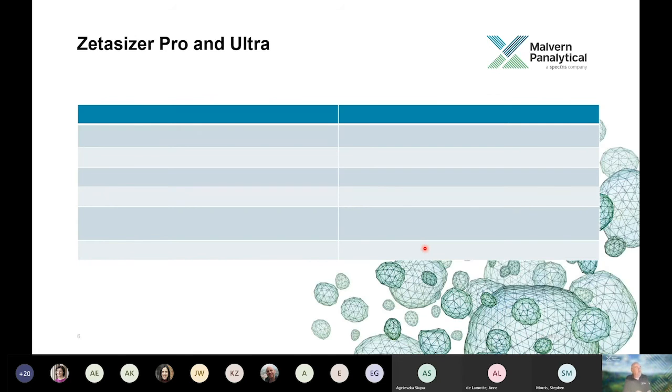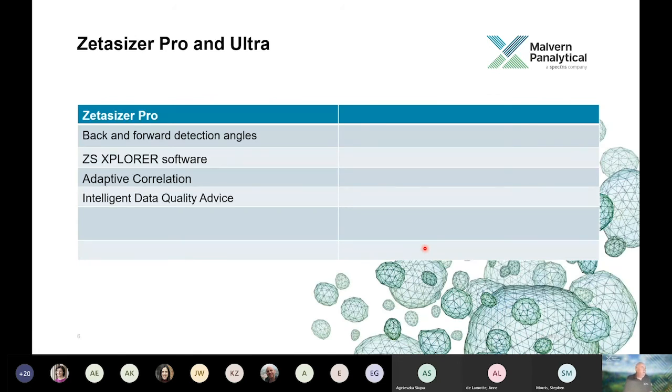Now, the Pro and Ultra, very, very quickly. The Pro, I'm not going to spend too much time on this because I want to concentrate on three key things here. The Zetasizer Pro is effectively a Nano ZS, but a modern version of it. Completely new electronics, completely new software. So we have back and forward detection angles, as you've got in your Nano ZS. The software is completely new. We call that ZS Explorer software.